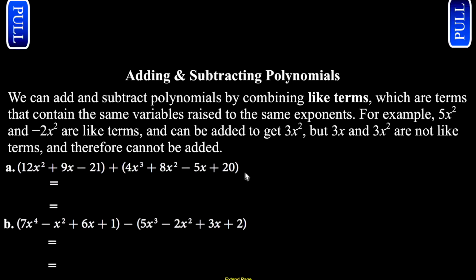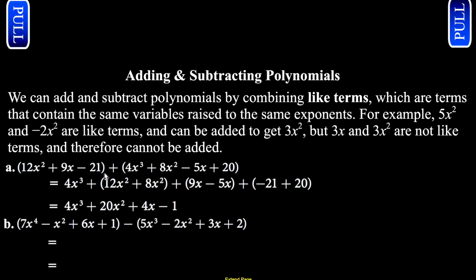So here's a couple of examples, one adding and one subtracting polynomials. We can only add the terms that are alike. Well, we can see that 4x cubed doesn't have any other terms to add to it, so it will stay by itself. That'll be the first term, 4x cubed. Here we have a 12x squared and an 8x squared. Those will combine to 20x squared. A plus 9x and a minus 5x are like terms, and those will add to 4x. And then a minus 21 and a plus 20 will add to give us a minus 1.